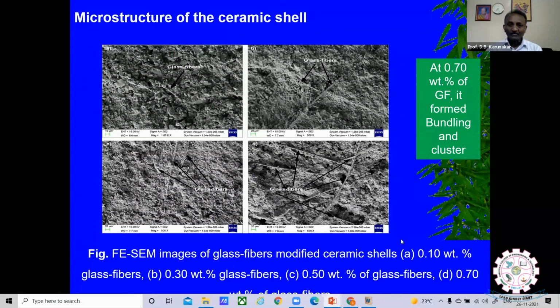Now you see here, the FESEM images of the glass fiber modified shells. This is with 0.1%, this is with 0.3%, this is with 0.5%, and this is with 0.7%. Now at 0.7%, bundling and clustering was found. It was not good. Whereas 0.1%, 0.3%, and 0.5% are acceptable.